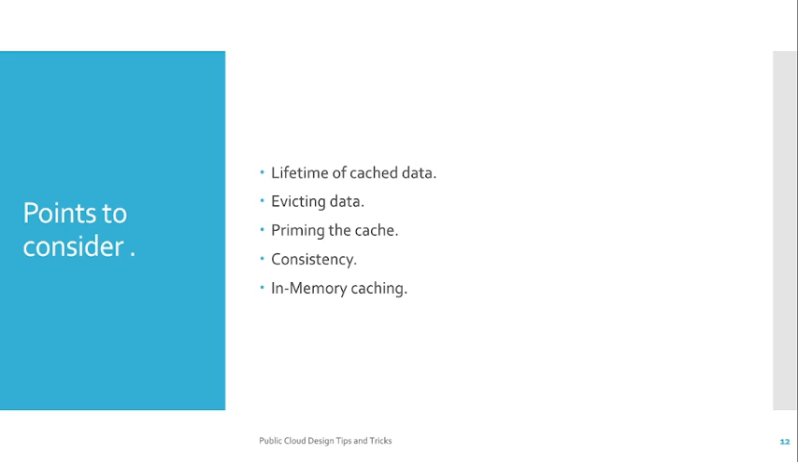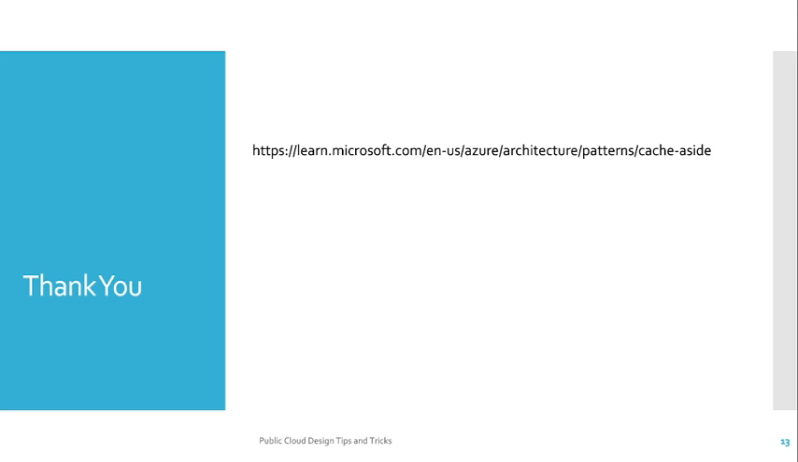Consistency: you always need to invalidate the cache when there is a change in the data store, so that the data in the cache is always consistent. In-memory caching is when you have an in-memory cache inside the application, and your application will always be up to date, because it stores the data inside the cache, and the cache is also updated when there is an interaction with the database, so that whenever a call goes to the database or data store, it updates the in-memory cache as well. So these are all points you need to be very careful about when designing caching.